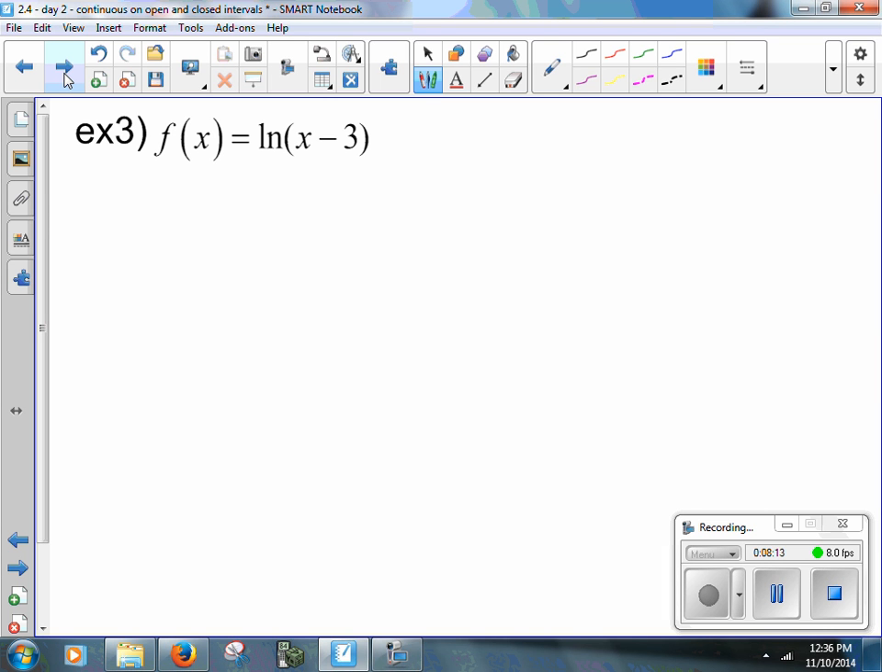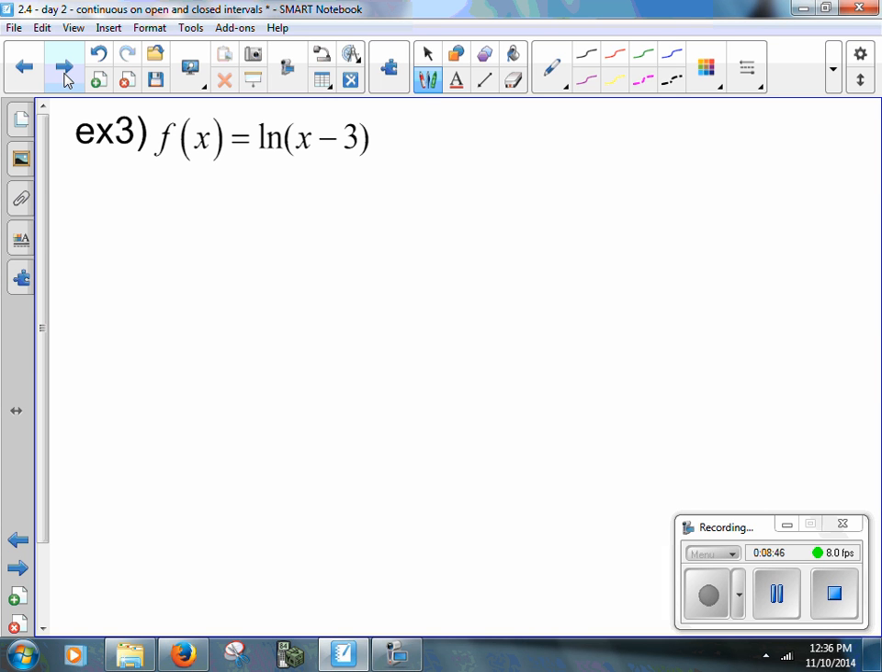What about this one? It all goes back to what? It all goes back to domain. So we have to find what's legal for our x values, what fits in our domain, and what doesn't fit in our domain, right? How do you find where this is not going to be defined? It all ties back to domain.